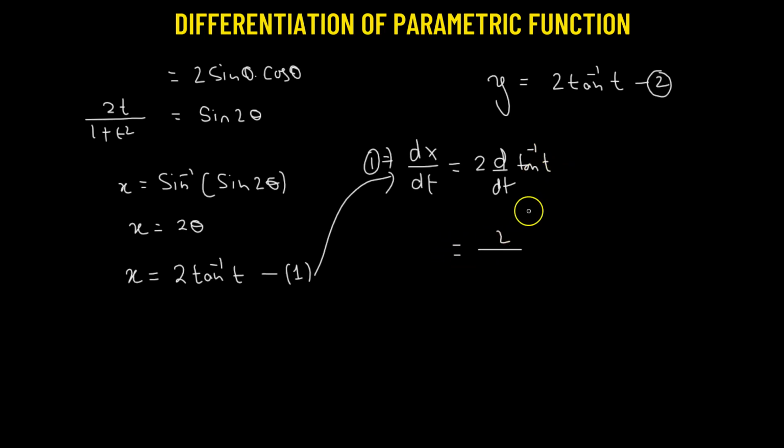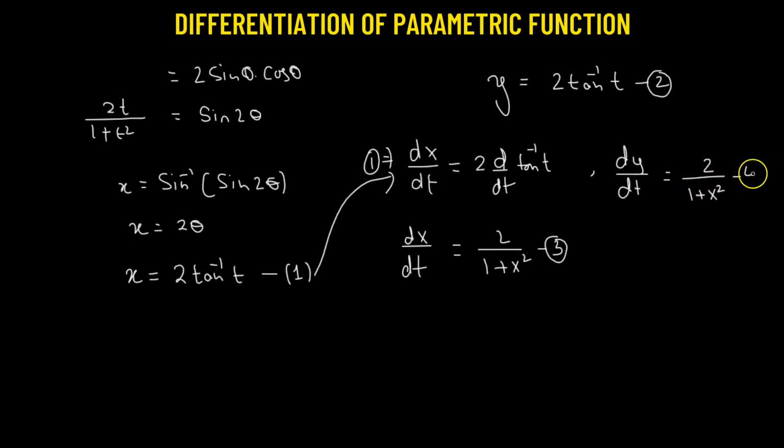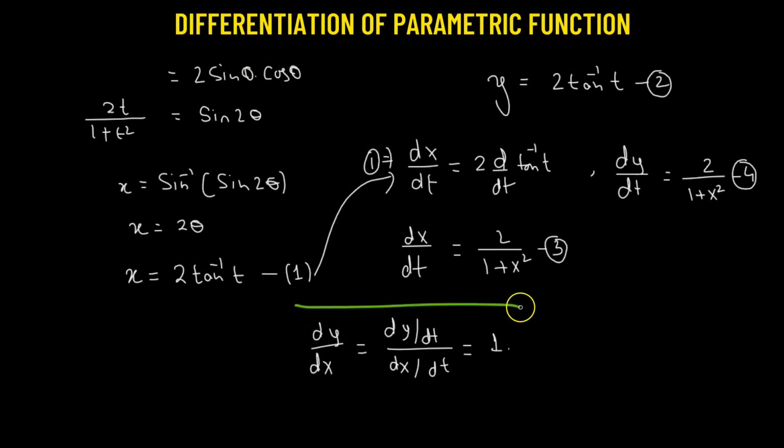Now the derivative of tangent inverse of t is 1 over 1 plus t squared. So this is the value of the derivative of x with respect to t. Similarly, if we find the derivative of y with respect to t, since this is also 2 times tangent inverse of t, we'll also get 2 divided by 1 plus t squared. We'll label this as number 4. And finally, in order to find the value of the derivative of y with respect to x, all we have to do is take the derivative of y with respect to t and divide it by the result obtained for the derivative of x with respect to t. Since both of them are the same term, we'll get the value 1. And hence we have successfully proved that the derivative of y with respect to x is equal to 1. Hence proved.